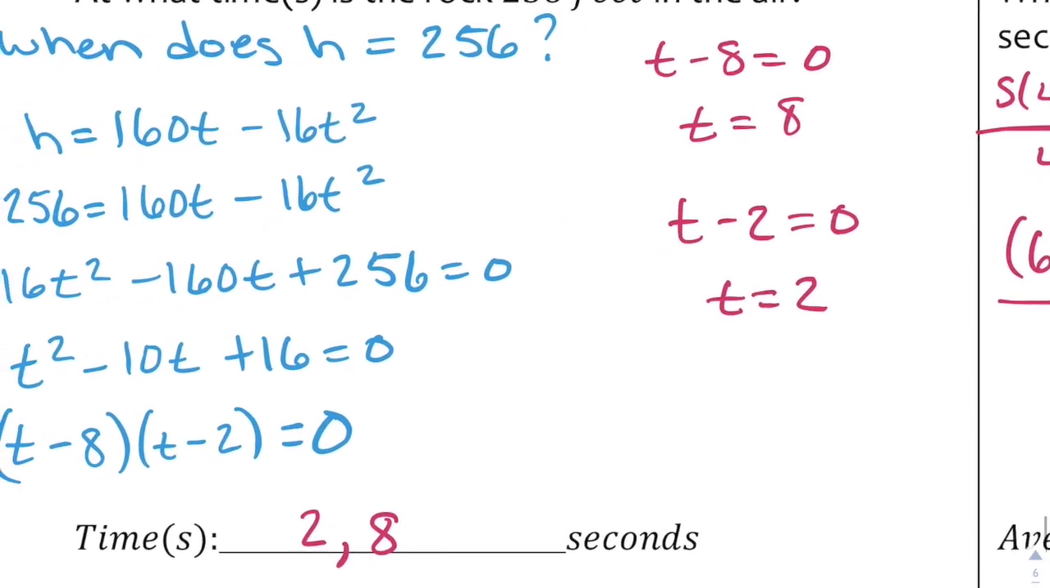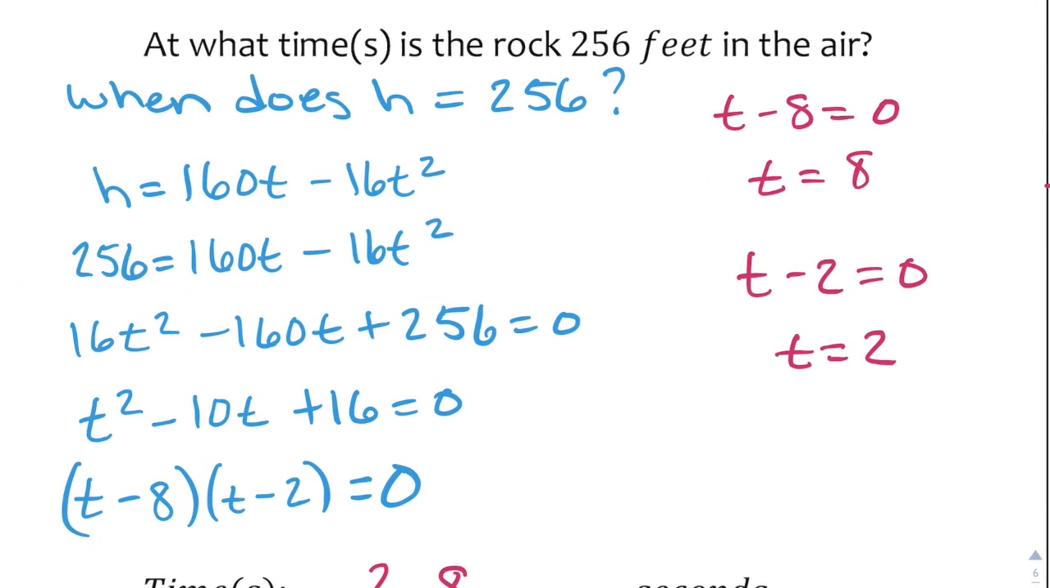All right. At what time is a rock 256 feet in the air? So this one does have 2 solutions. It's not on the way up or on the way down. It's both on the way up and on the way down. So when does h equal 256? So I set that equal to 256.